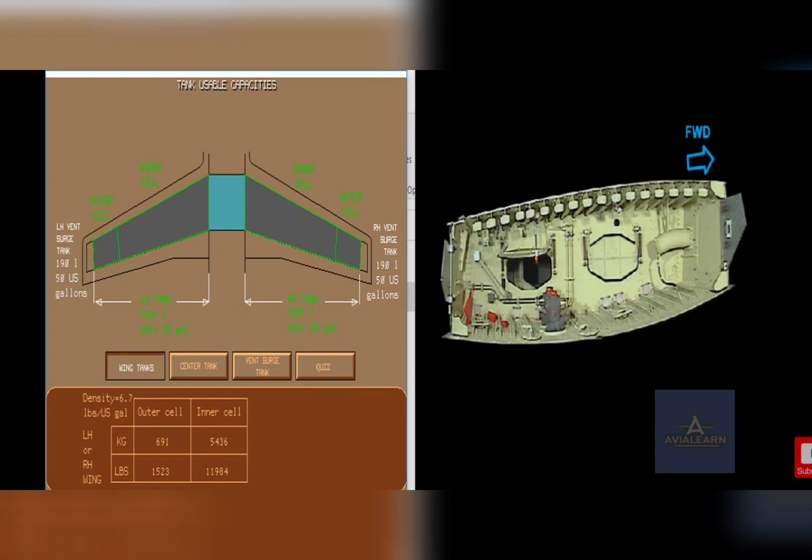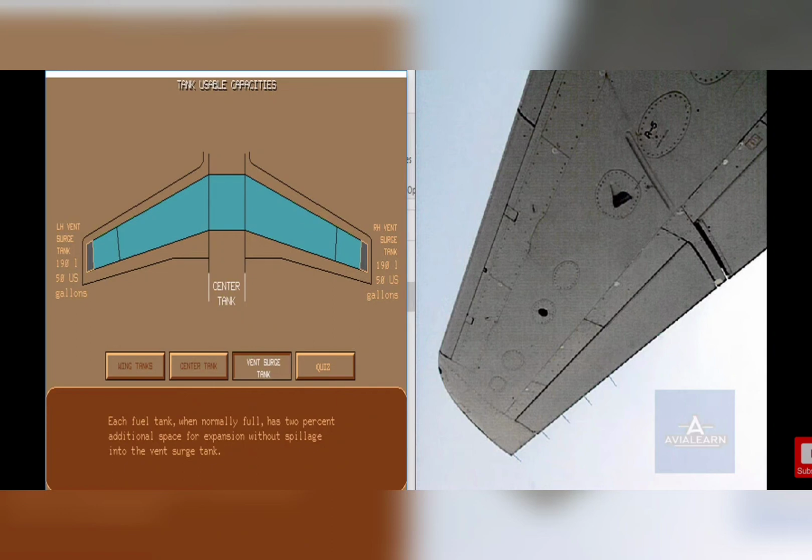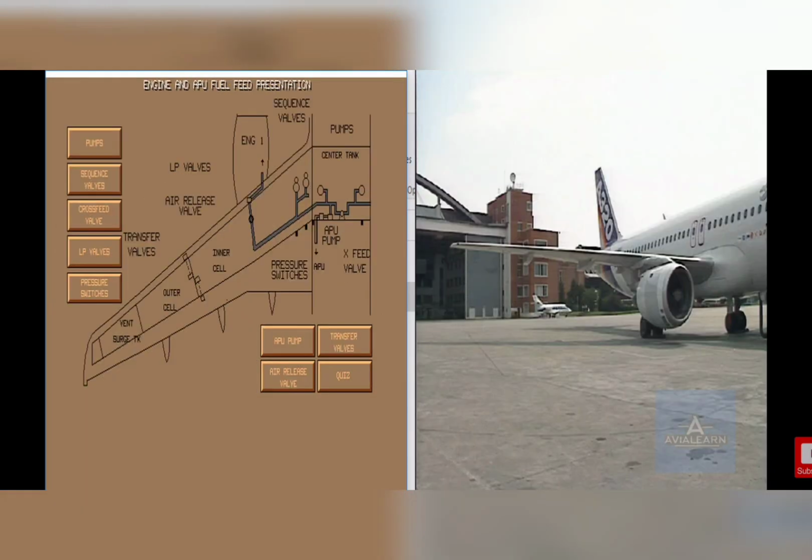Now this is the picture of the wing tank. We have seen the picture of the center tank. Now this is the picture of the wing tank and how much kilogram it can hold. This is the picture of the center tank and how much it can hold in kgs and pounds. Each fuel tank will work normally and has 2% additional space for expansion.